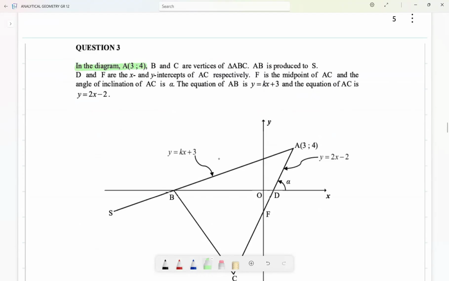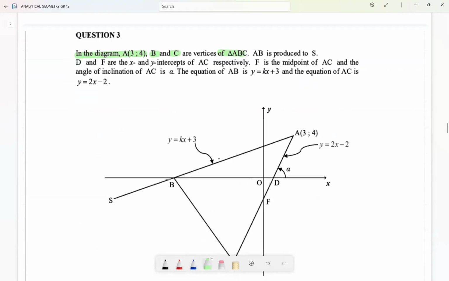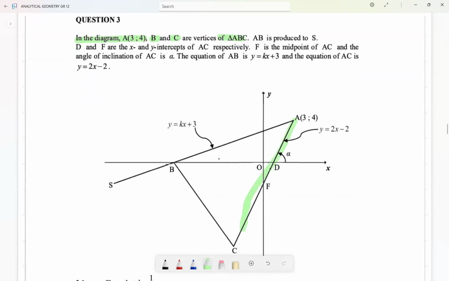A, B and C are the vertices of triangle ABC. AB is produced to S. D and F are the x and y intercepts of AC respectively. F is the midpoint of AC. F, very important.